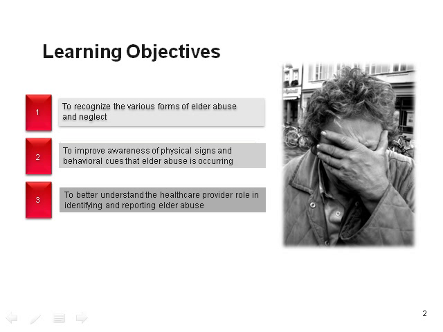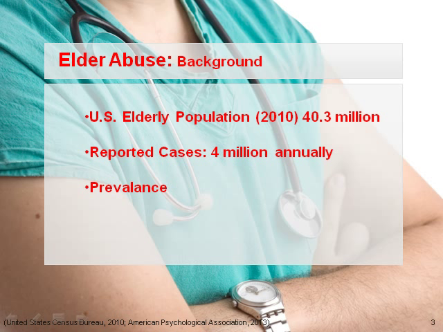As healthcare providers, we must be cognizant of the prevalence of elder abuse, know how to report it, and know how to identify it. According to the United States Census Bureau, in 2010, the elderly population of this country was 40.3 million people over the age of 65. This number represents 13% of the total population. By the year 2030, the estimated elderly population is expected to rise to approximately 72.1 million, more than twice the count in the year 2000.